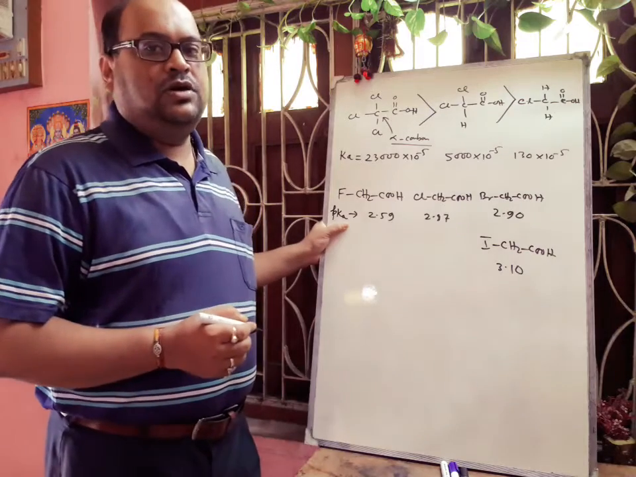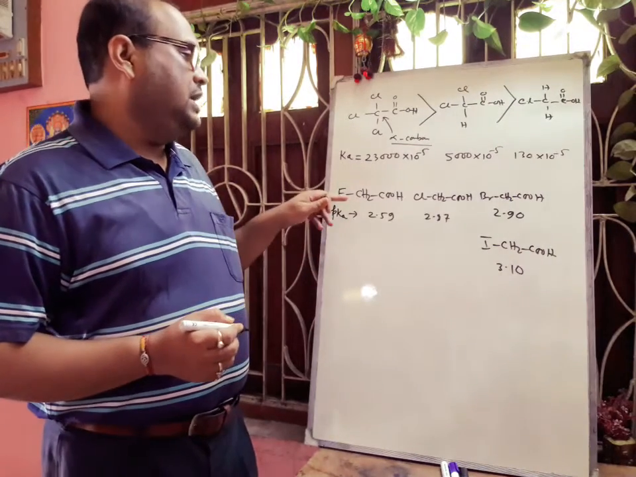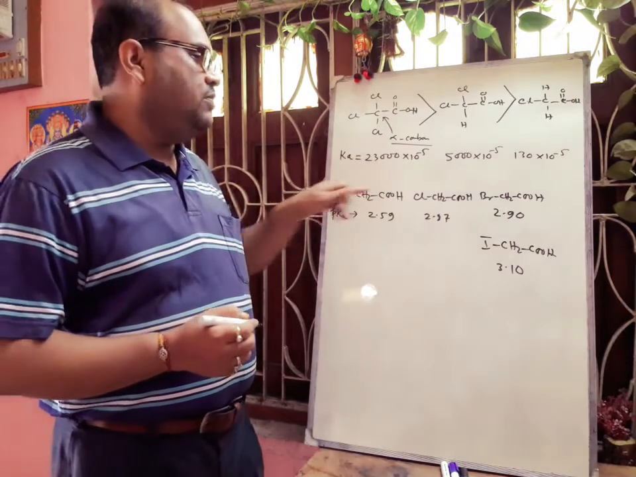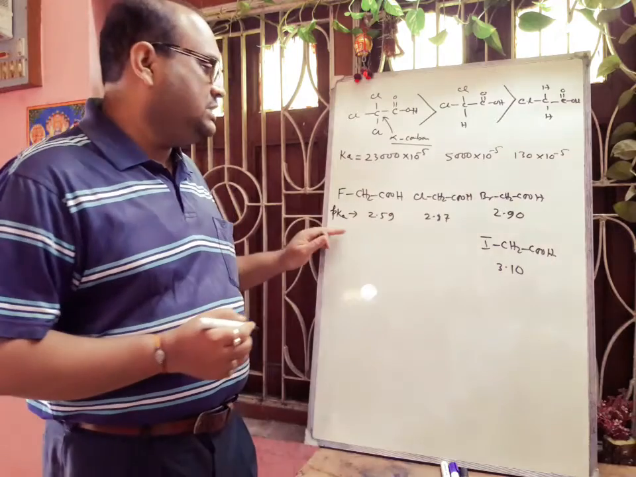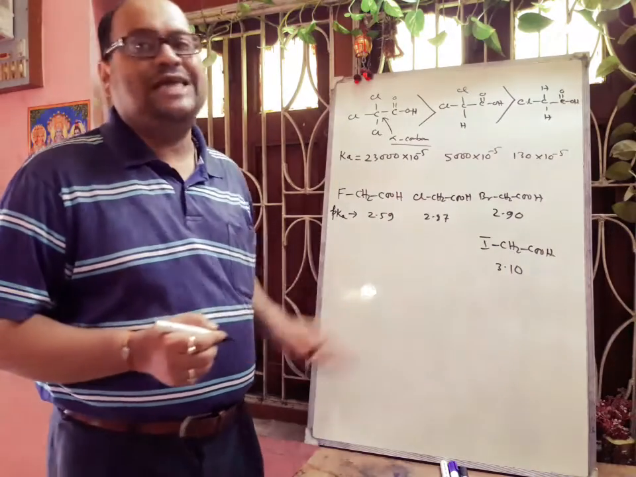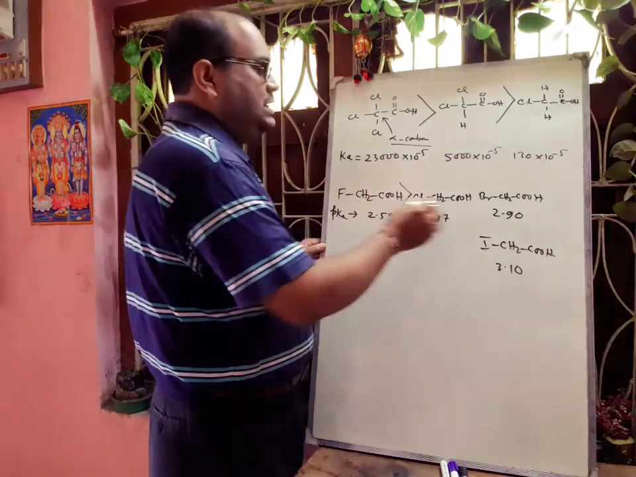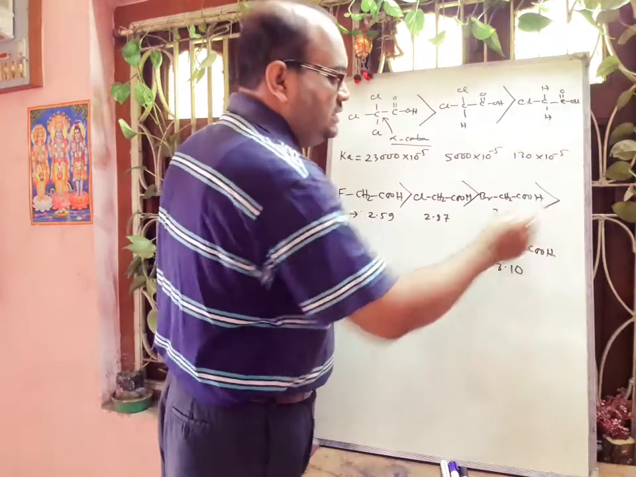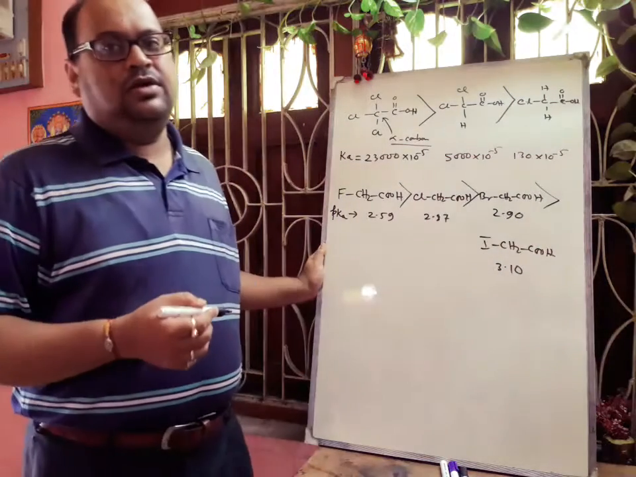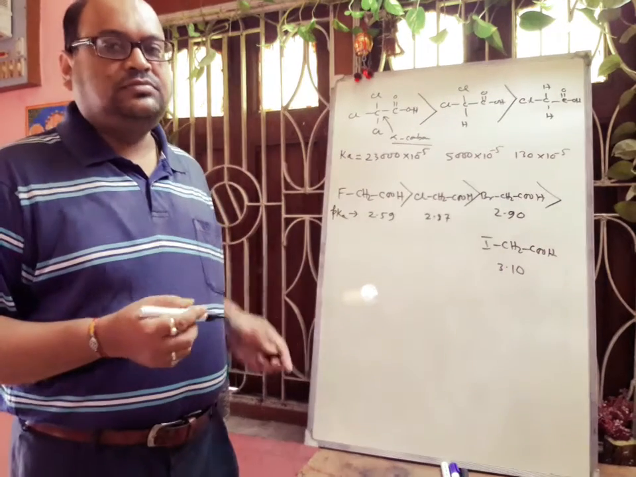So here the electronegativity decreases from fluorine to chlorine to bromine to iodine, and the pKa value increases. pKa value increases means acidity decreases. So the acidity order will be highest in case of fluoroacetic acid, then chloroacetic acid, then bromoacetic acid, then this iodine will come. Hope you can understand.